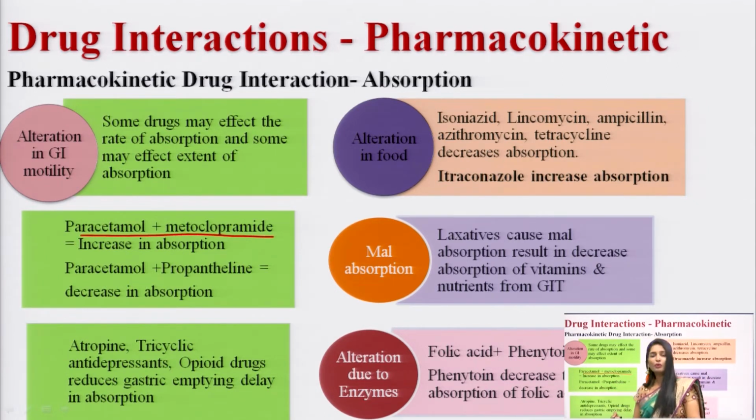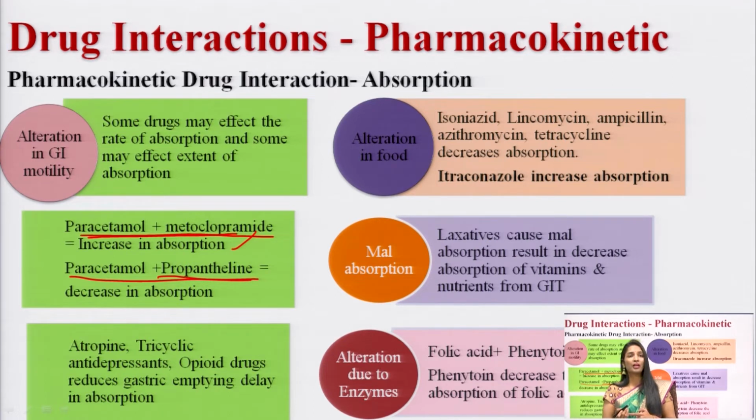So, what is going to happen here? It will increase the absorption, right? And if I take paracetamol with propantheline, what is going to happen here? The absorption will decrease. Dear students, listen here properly. One drug is going to affect the absorption of another drug. If you combine these two drugs, the absorption is increased. At the same time, if you combine paracetamol with the propantheline drug, the absorption is decreased. So, this is the alteration because of GI motility.